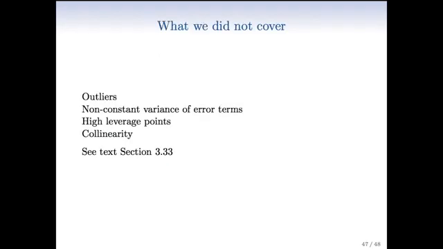Okay, so we've reached the end of this session. If you read along in the chapter, you'll see there's some topics we didn't cover. We didn't cover outliers, non-constant variance of the error terms, high leverage points, which means if you've got observations in X that really stick out far from the rest of the crowd, what effect they have on the model. And collinearity, if you have variables that are very correlated with each other, what happens if you include them in the model? So we're not going to cover those here, but they're covered in some detail in the book. And if you look at section 3.33, you'll find coverage on that.